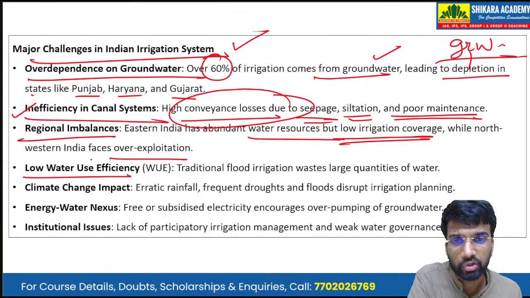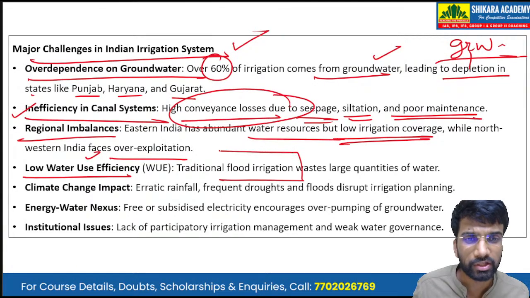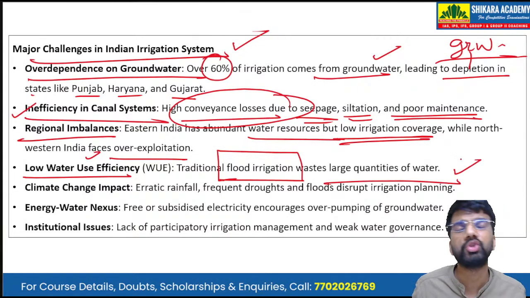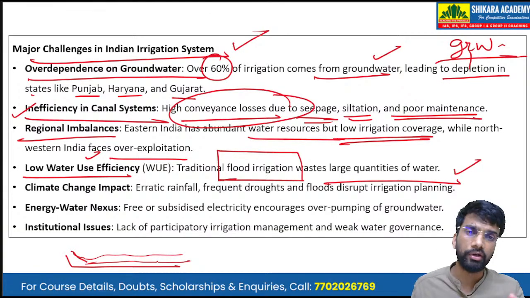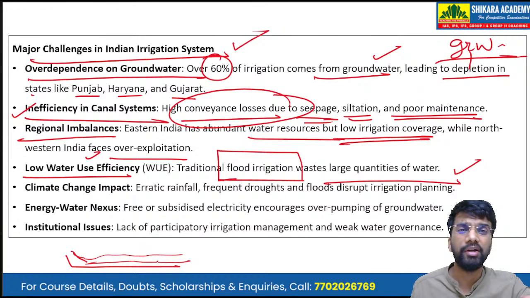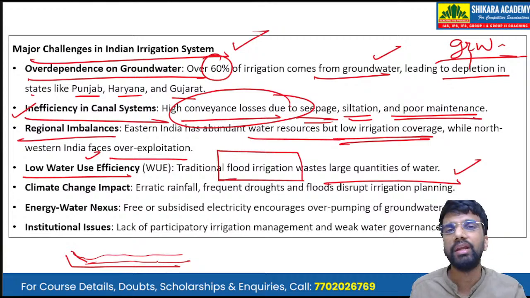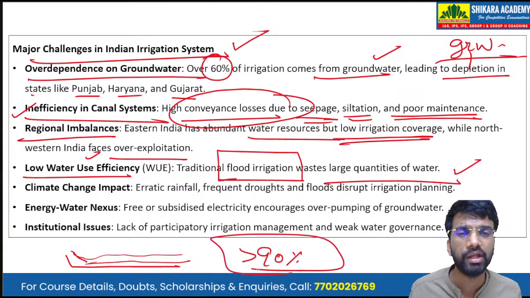Fourth is the low water use efficiency. In India, traditionally we follow flood irrigation, which wastes large quantities of water. We just flood the entire field with the water that we have extracted from the ground or which has been given through the canal. This is a highly inefficient way to irrigate a field because more than 90% of the water is wasted.